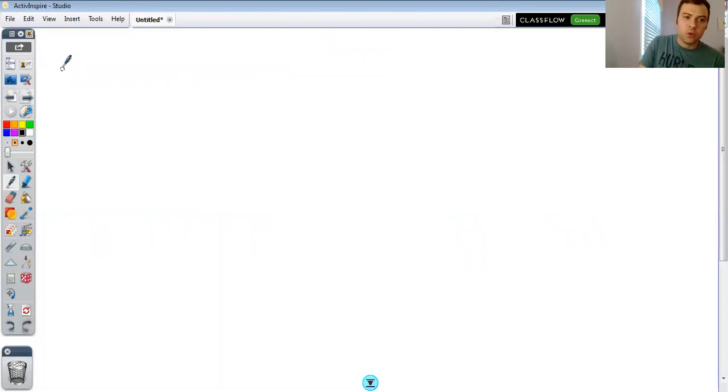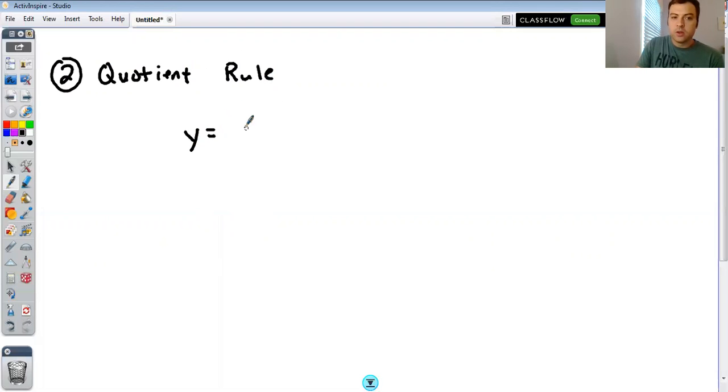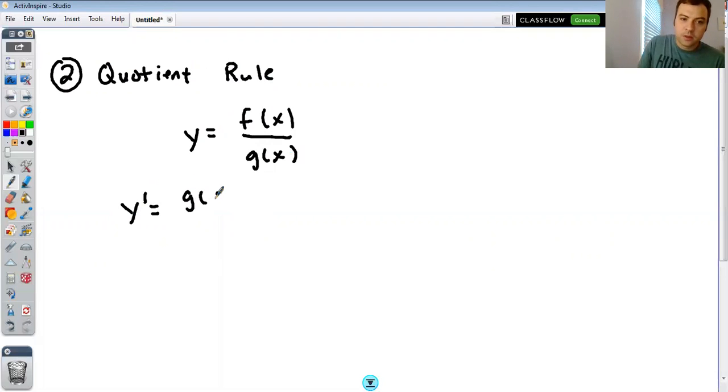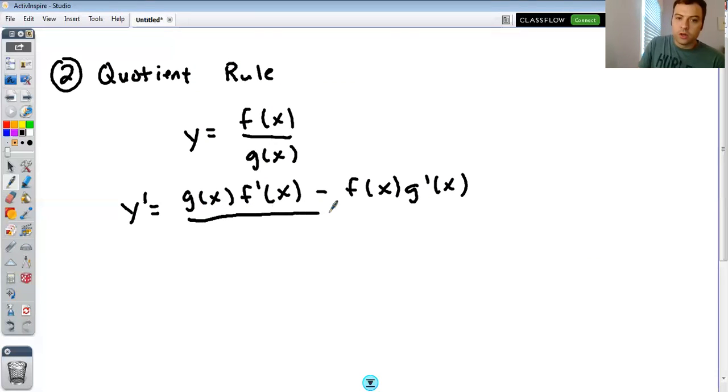Okay, our second rule that we want to look at is the quotient rule. And remember, the quotient rule is used anytime you have two functions that are divided. So y is equal to f of x divided by g of x. The derivative, when you have two functions divided, you're going to take the bottom multiplied by the derivative of the top minus the top times the derivative of the bottom, and all over the bottom function squared.